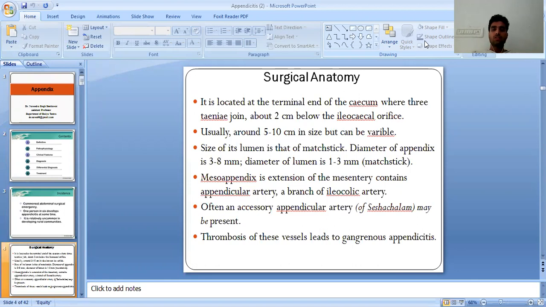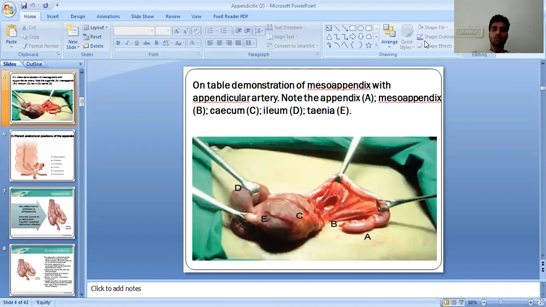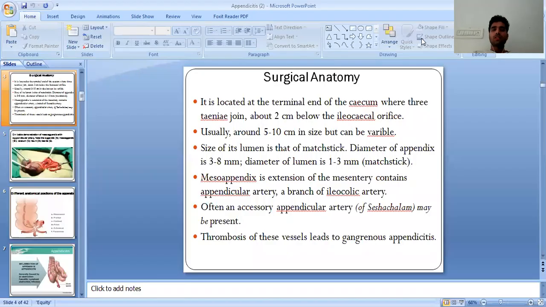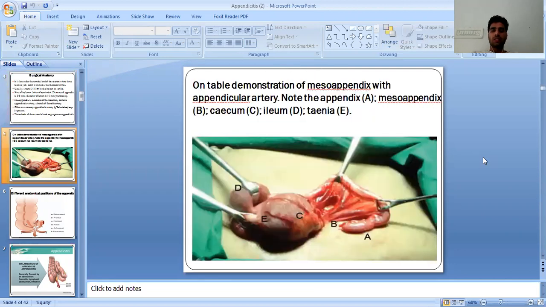It is located at the terminal end of the cecum where the 3 taeniae join, about 2 cm below the ileocecal orifice, usually around 5 to 10 cm in size. Variable size of lumen. Mesoappendix is an extension of the mesentery, contains the appendicular artery, a branch of the ileocolic artery. Often an accessory appendicular artery may be present. Thrombosis of these vessels leads to gangrenous appendicitis.